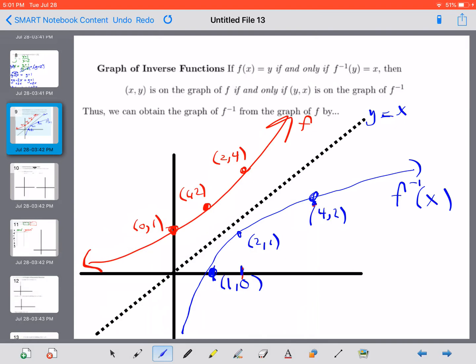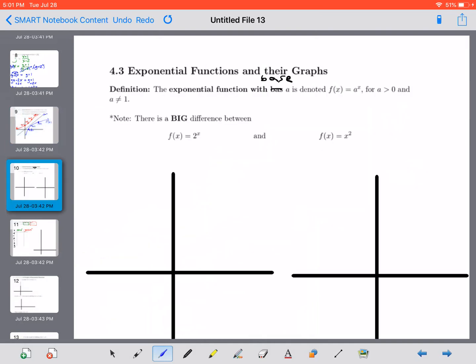Now, this graph here, this red one, it leads us into what we're talking about in the next section, which is exponential functions and their graphs. So we say that the exponential function with base a is denoted f of x equals a to the x, where a is just some real number that's greater than 0 and that's not equal to 1.